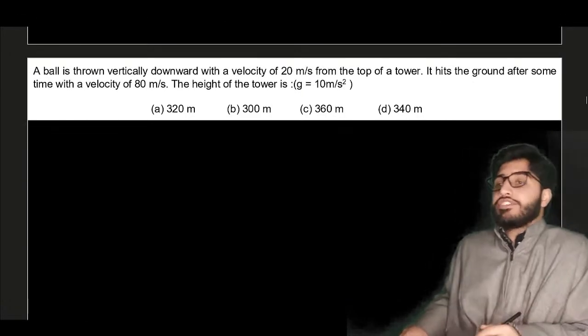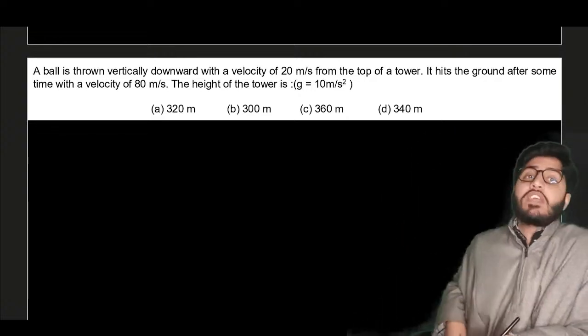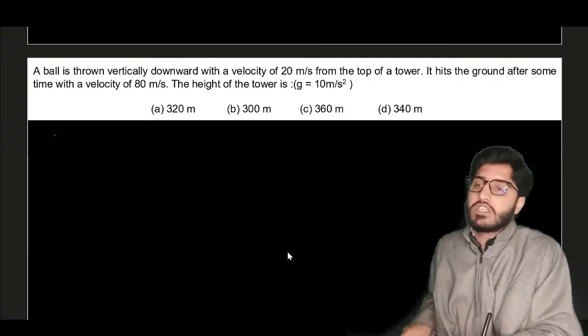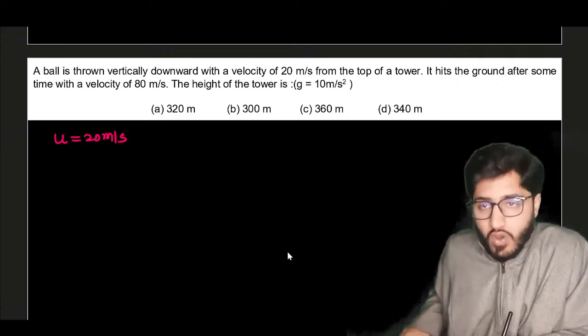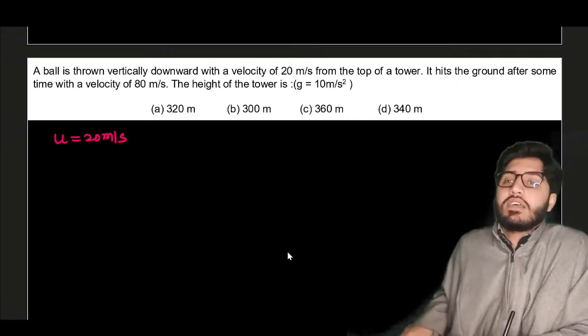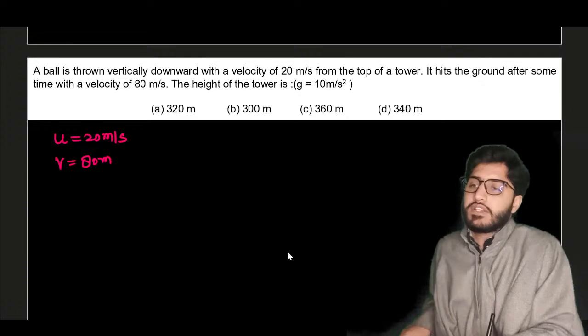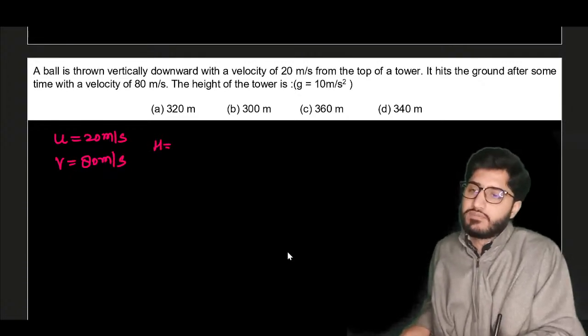A ball is thrown vertically downward. It is now being thrown vertically downward. So that's a free fall case now. With a velocity, my initial velocity is given to be u, which is equal to 20 meters per second, from the top of a tower. If it hits the ground after some time with a velocity, my final velocity is equal to 80 meters per second. I need to get the height of the tower.